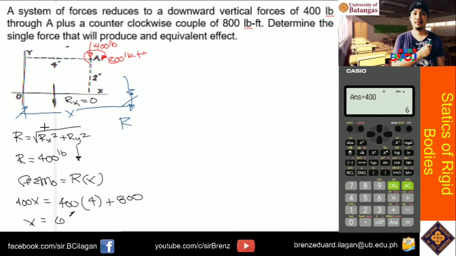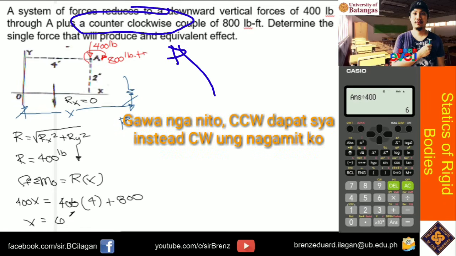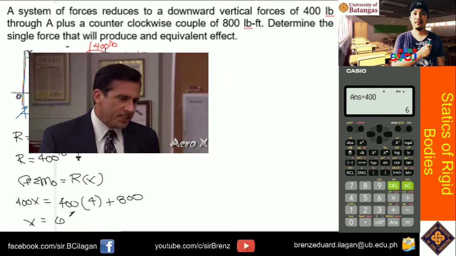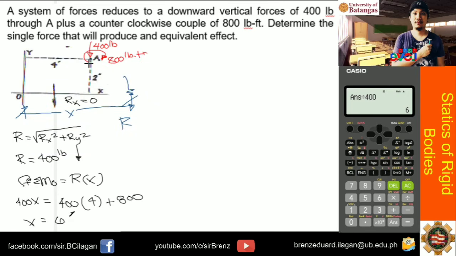Okay guys, check lang natin sa libro. Ano ba sagot sa libro? So ang sagot sa kanya is 2. Bakit 2? Ayun. Counterclockwise pala dito yung couple na 800 pound-feet. So mali ako na naisulat dito. No! God, please, no! Ayun, akala ko tama ako. Ako pala yung mali. No. Mali yung libro. Palitan natin ito.